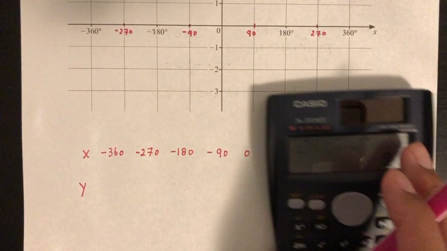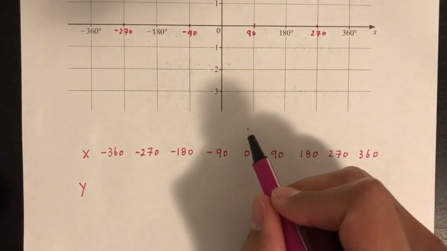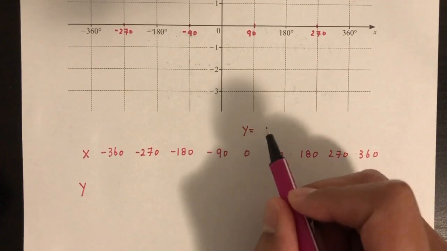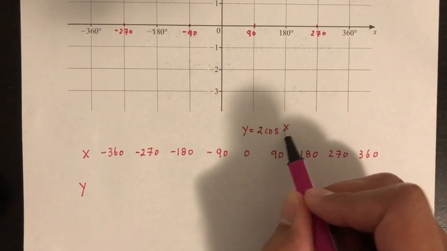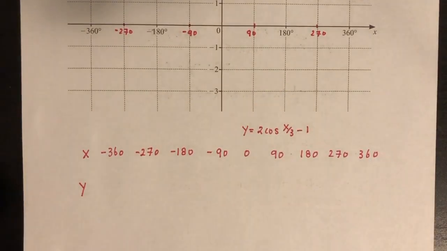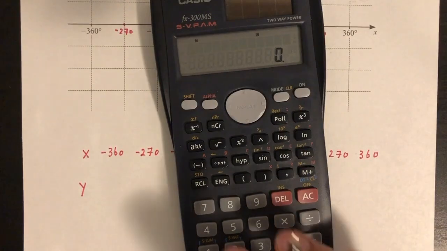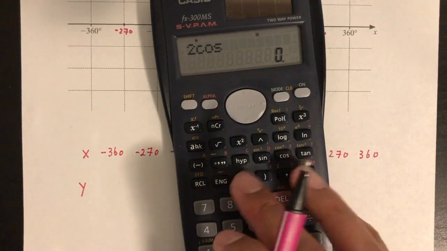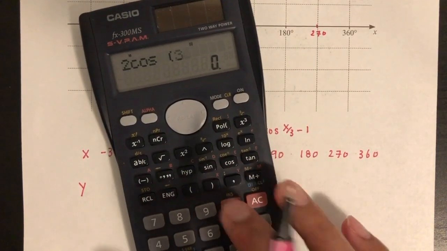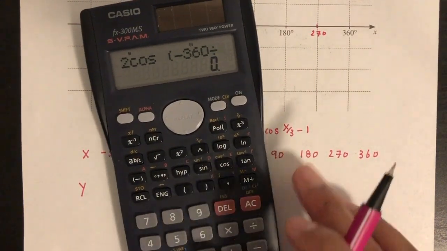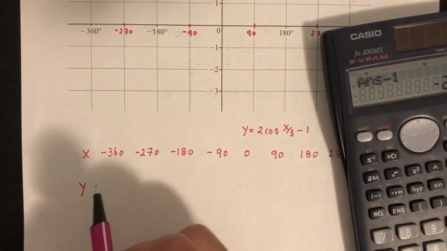So we have to do this one by one. For the first part, let's write down the equation as well. The equation is y equals 2 cos x over 3 minus 1. So for the first one, it is 2 cos of minus 360 divided by 3, minus 1, that will be minus 2.